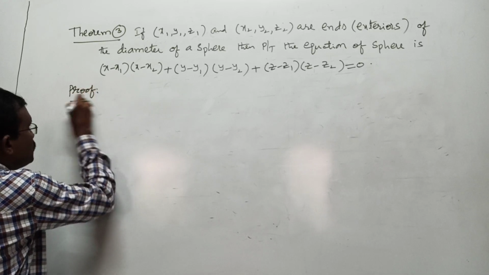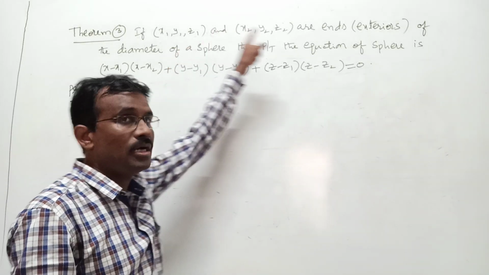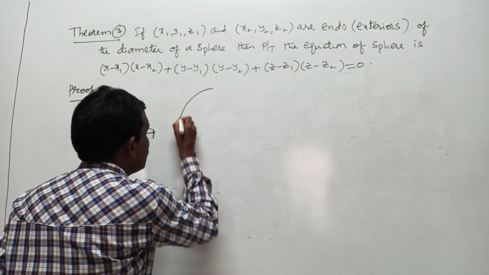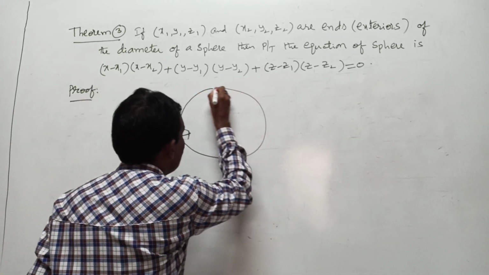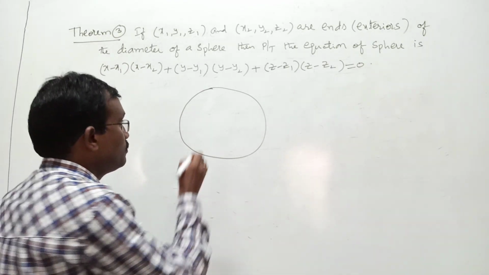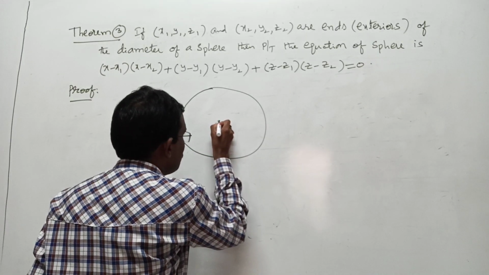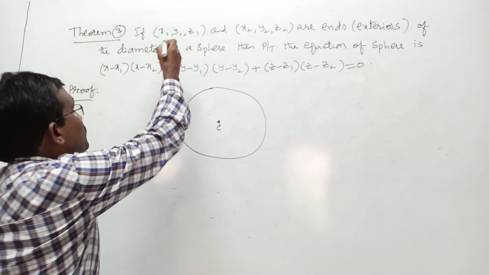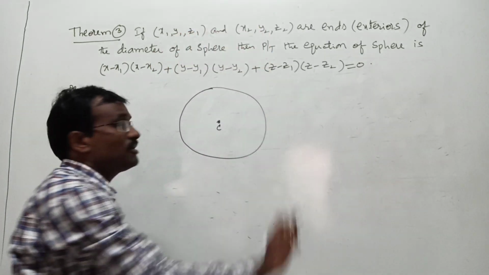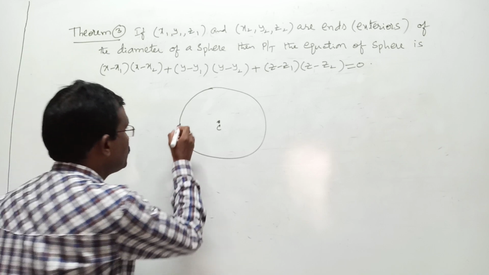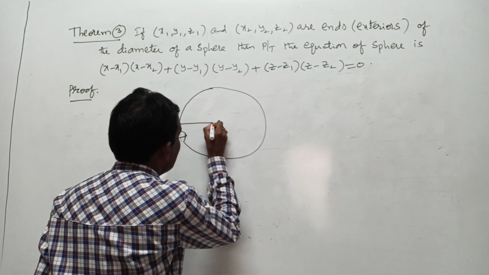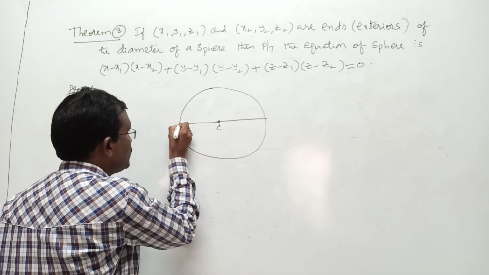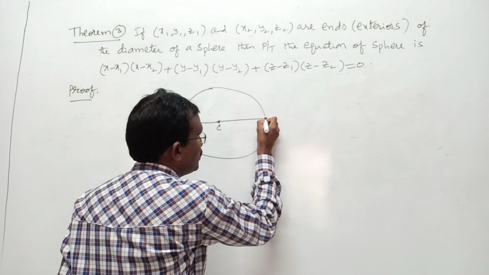Again, to prove this result, first I want to plot a diagram for the given data. Let us consider this is your sphere. We have to define this sphere equation only. Here it is center C, capital C. Now in the statement they gave the ends of the diameter of the sphere. This is basically the diameter of the sphere. Both ends they gave, this end and this end.